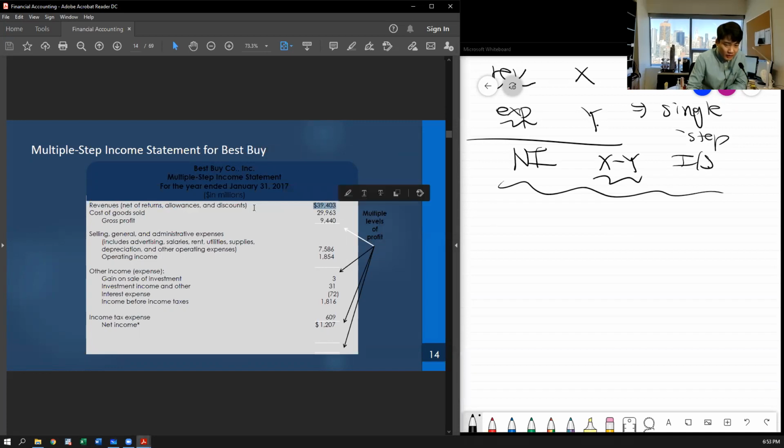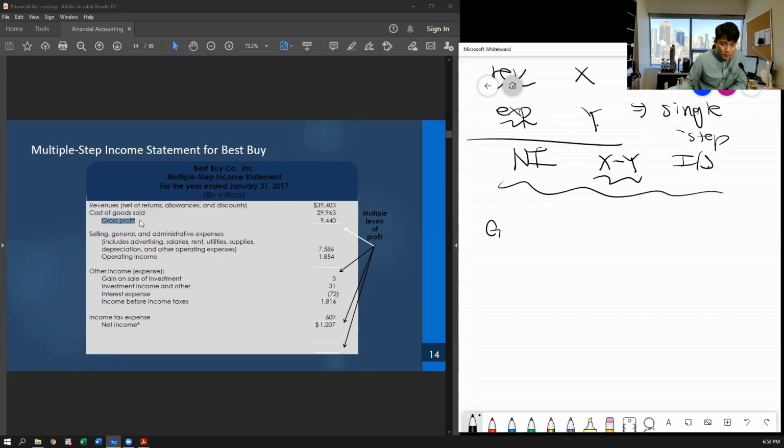Okay, $39 billion. And below that revenue, you will be able to see cost of goods sold, for the amount of $29 billion. So after deducting that cost of goods sold, the company will report this gross profit. Gross profit is basically the profit derived from selling the products. So the company reports $9 billion of gross profit.